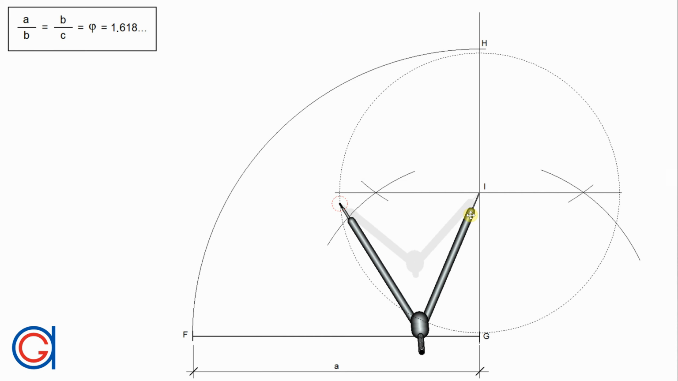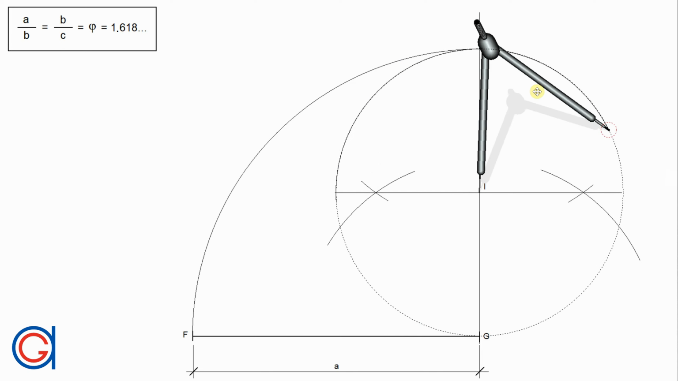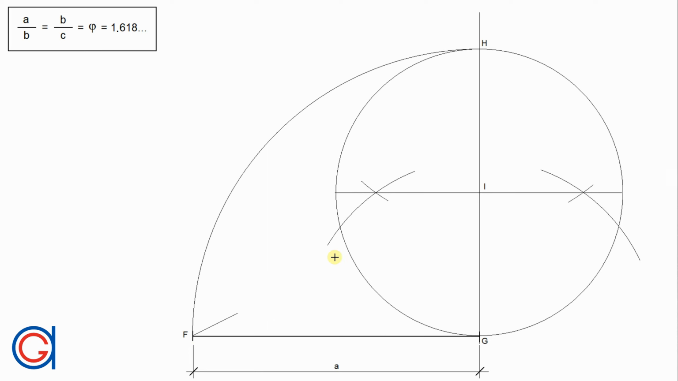So now, setting the compass on the new midpoint I, and with a radius IG, we are going to draw a circle as shown here in the video. The next step is to join points F and I, and where this line cuts the circle, we get a new point which we will call J.